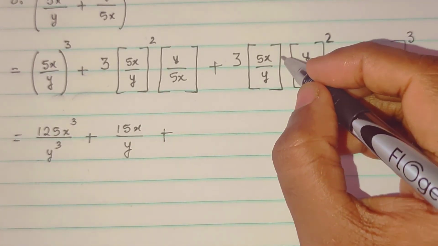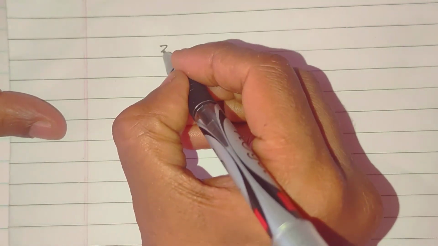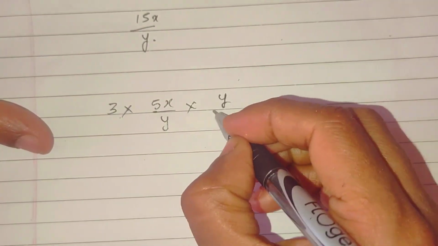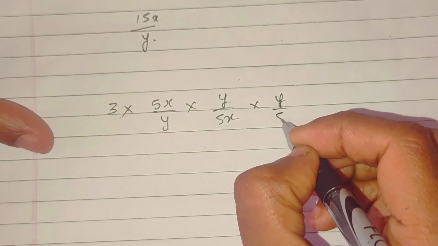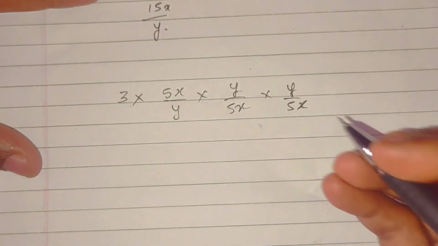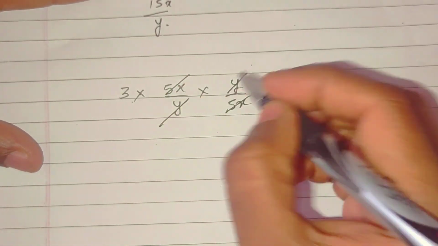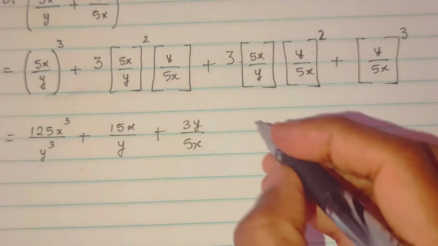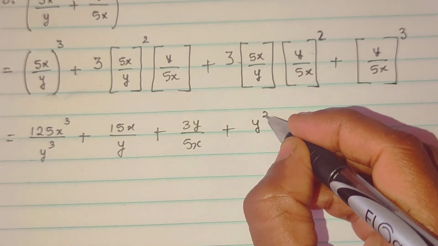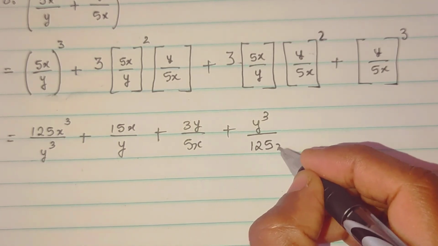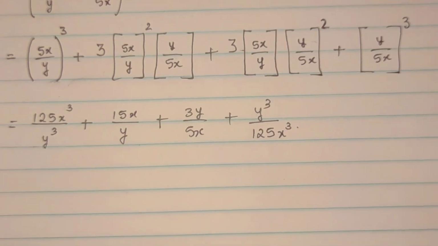Now the third term, we split this also like this: 3 into 5x upon y into y upon 5x into y upon 5x. Correct, this is how we split it. Now this and this cancel, this and this cancel. So 3 into y, 3y upon 5x. So 3y upon 5x. Then y cube and 5 5s are 25, 25 5s are 125x cube. So this is the answer.